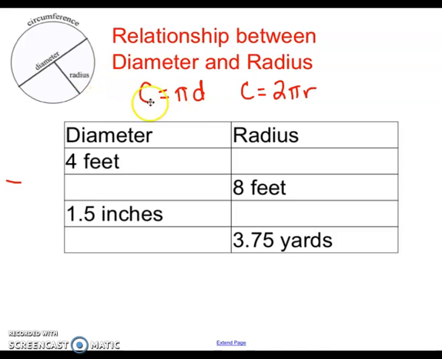So knowing this, if the diameter is double the radius, we would have to take the diameter and divide it by 2. So if the diameter is 4 feet, the radius is 2 feet. 2 radii make up 1 diameter. So it also works in the reverse. If the radius is 8 feet, the diameter is double the radius, so that would mean it is 16 feet. Okay? So take a minute and see if you can figure out the next two.